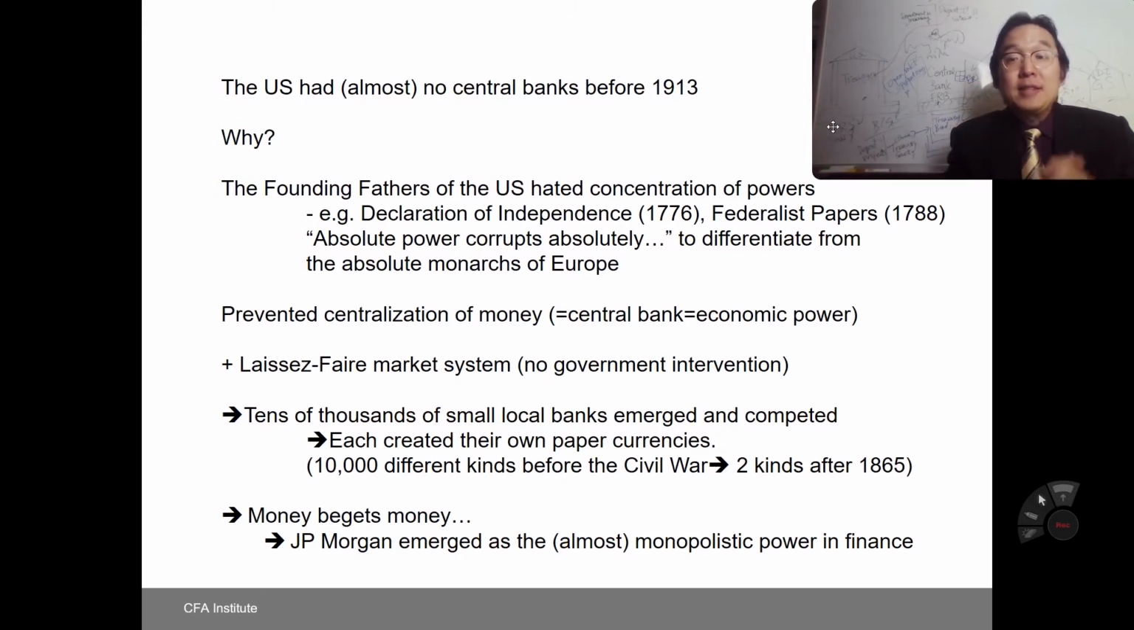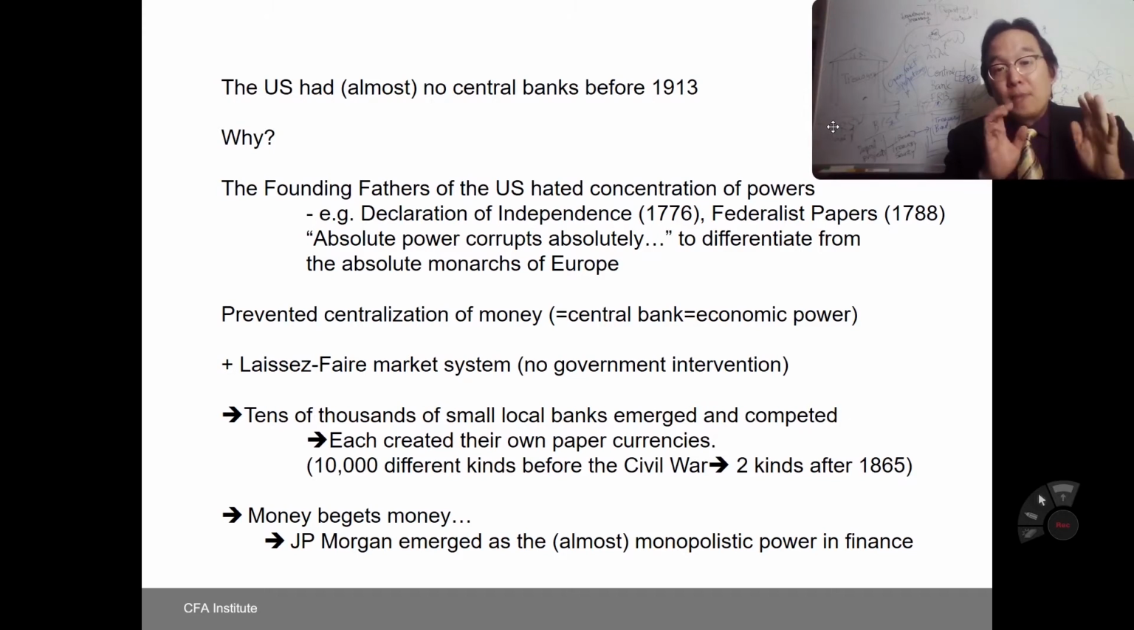Okay, and before that, when tens of thousands of small local banks competed in the early 19th century, each created their own paper currencies, so much so that there were 10,000 different kinds of banknotes. 만원권, kind of $1 bill printed by all different kinds of banks, right? Looking different, with different faces on them. Can you imagine that? Especially before the Civil War. After 1865, it was almost like two kinds, North and South, but after 1865, it converged to one, I guess.